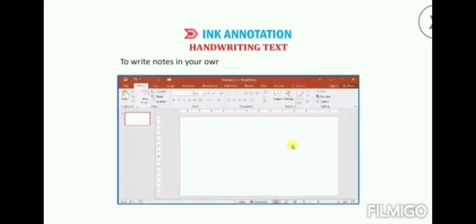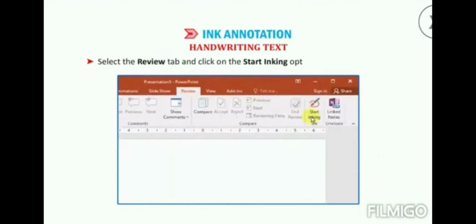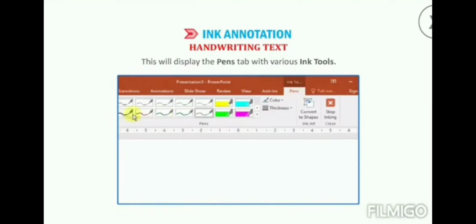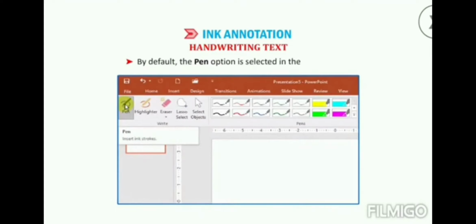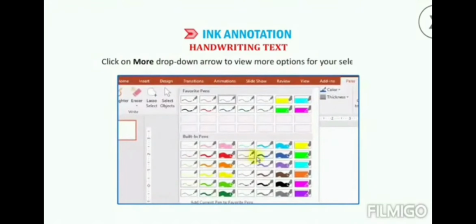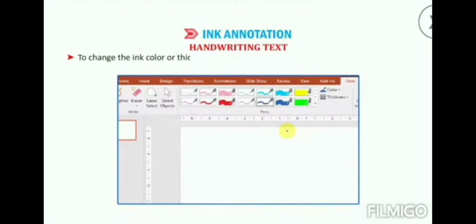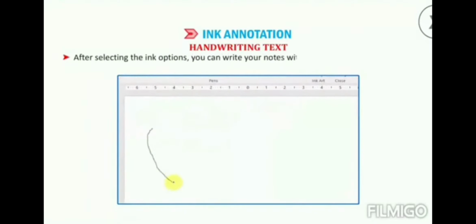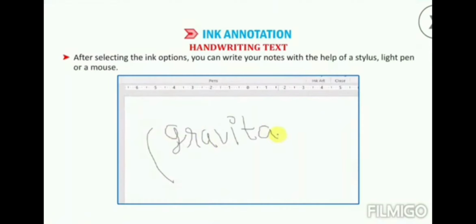Let us learn how to handwrite the text. To write notes in your own handwriting, follow the given steps. Select the Review tab and click on the Start Inking option from the Ink group. This will display the Pens tab with various ink tools. By default, the pen option is selected in the right group. Choose a colored pen from the Pens group. Click on the More drop-down arrow to view more options for your selection. To change the ink color or thickness of the pen, click on the Color and Thickness options under the Pens group. After selecting the ink options, you can write your notes with the help of a stylus, light pen or a mouse.